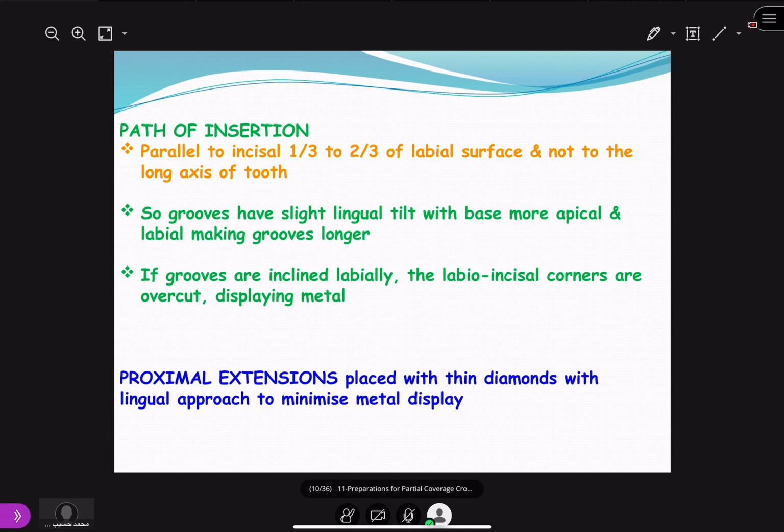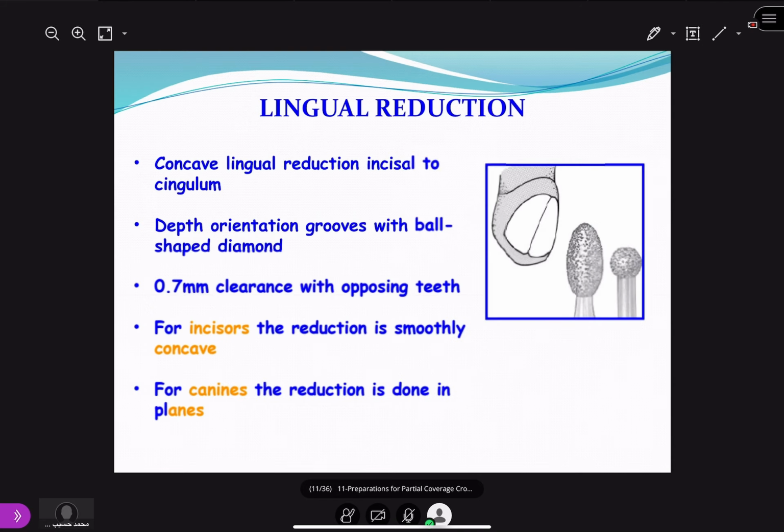So how do we prevent the metal display? We will provide a groove with a slightly lingual tilt, with a base more apical and labial, making the grooves longer. If grooves are inclined labially, for example with a labial inclination, the labio-incisal corners are undercut and there is more chance of displaying the metal. That is why we provide the proximal groove with a little lingual tilt. The proximal extension is placed within the thin diamond with a lingual approach to minimize the metal display.